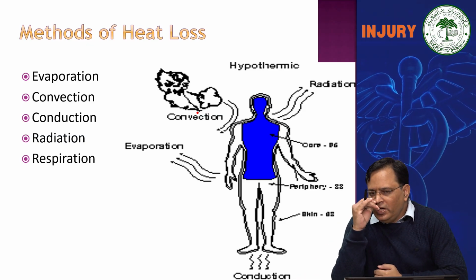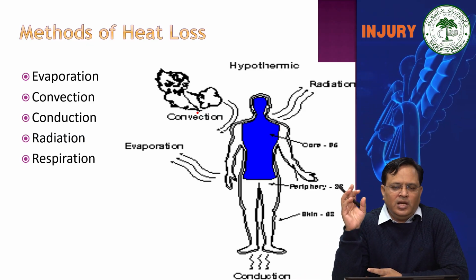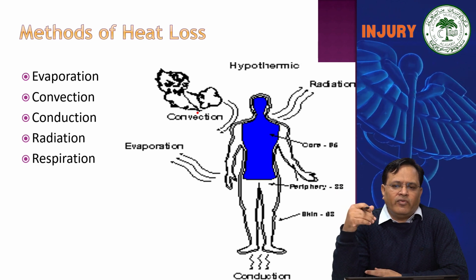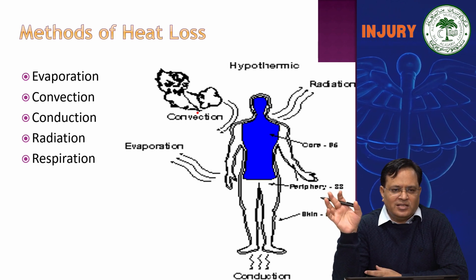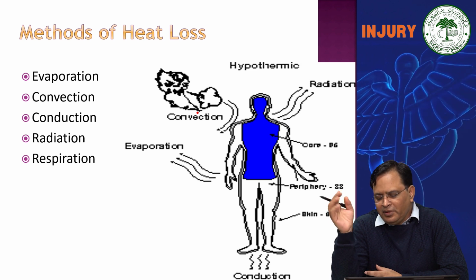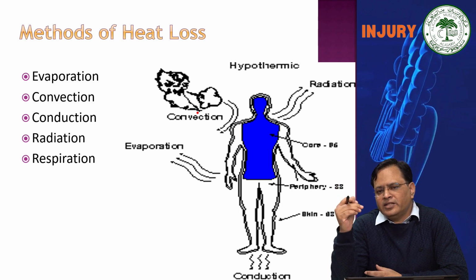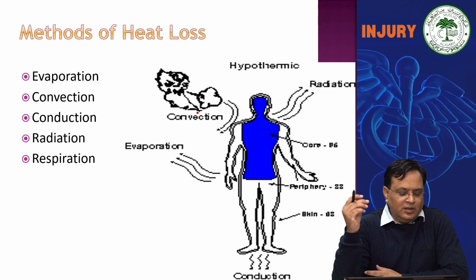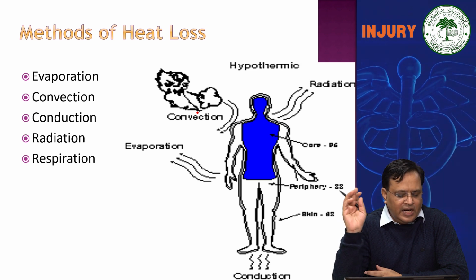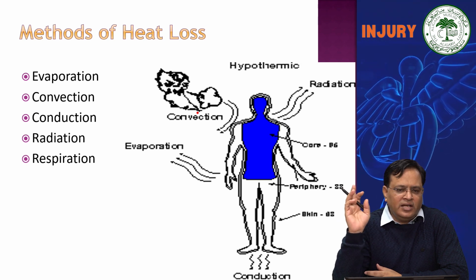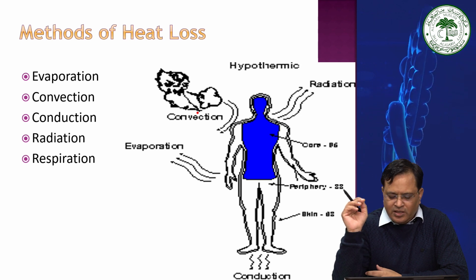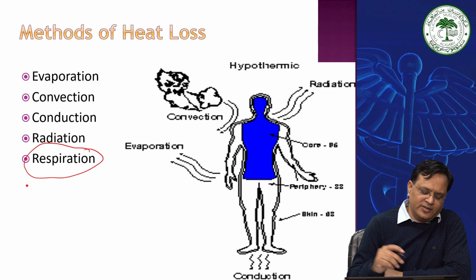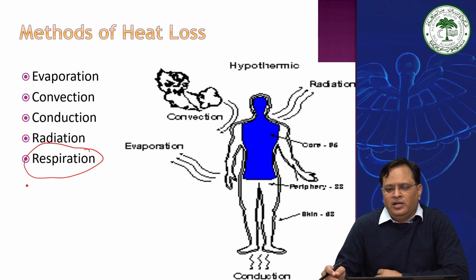Different methods of heat loss generally occur from all the exposed areas. It means all the mechanisms of heat loss, like evaporation, convection, conduction, radiation and respiration. Basically we don't take this, respiration, into consideration.